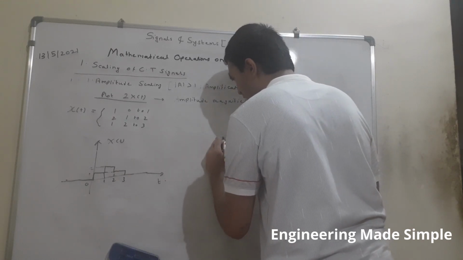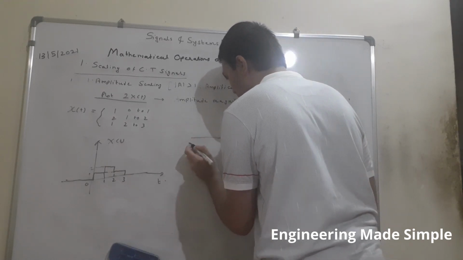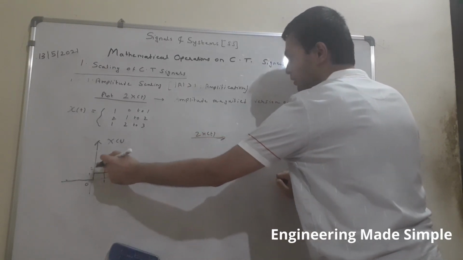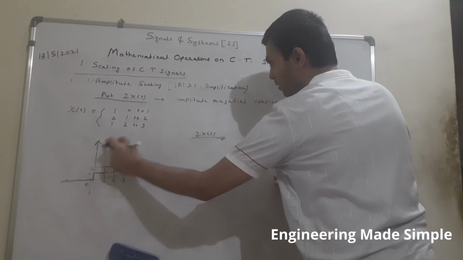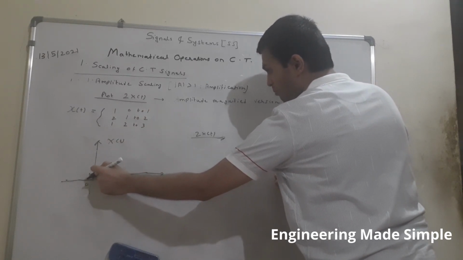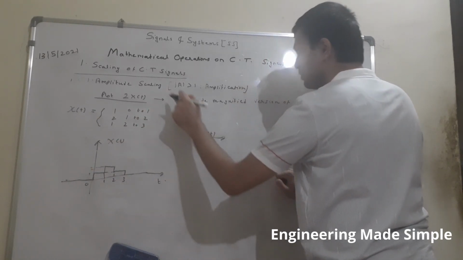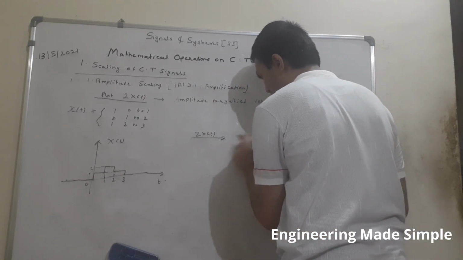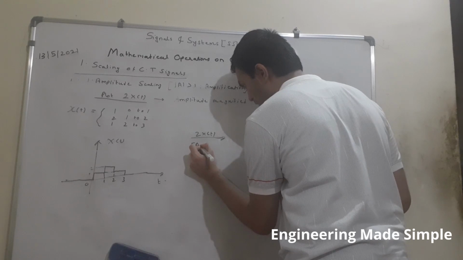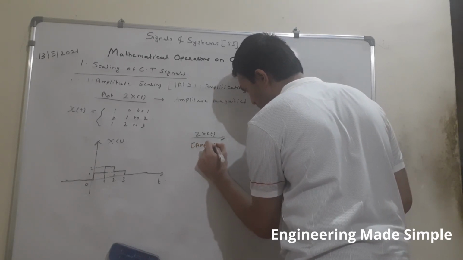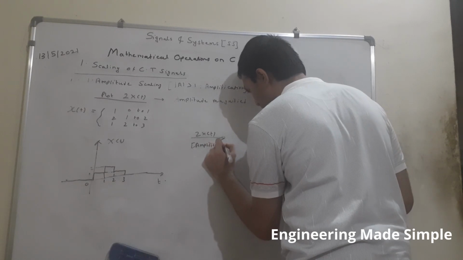Now what are we interested in finding? 2 times x of t. So whatever the amplitude value is, now what is the amplitude value of the signal in between the time interval 0 to 1? It is 1. So the amplitude value will be multiplied by 2 because this is amplitude scaling. For magnitude of A greater than 1, that is amplification or amplitude magnification. So I am doing amplification.